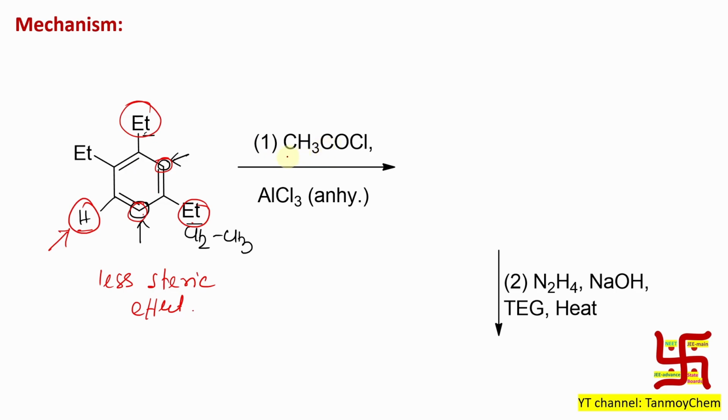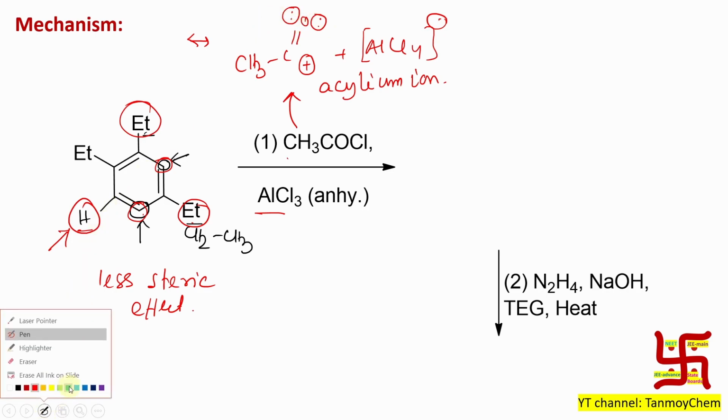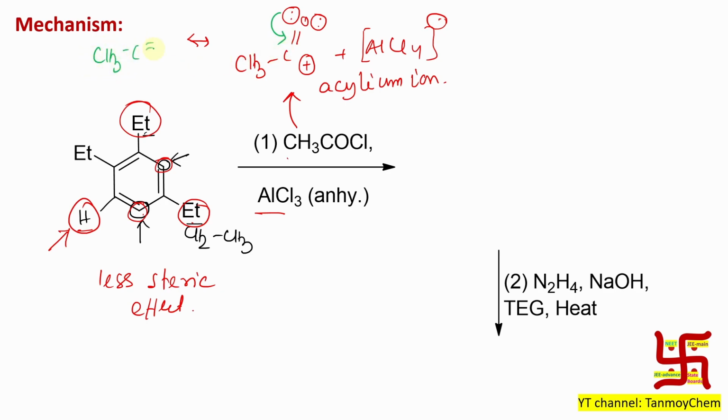Now this is CH3COCl, I am not going into the mechanism in detail. In the presence of anhydrous AlCl3, these 2 react and produce CH3CO+ AlCl4-. This positively charged ion, in this case named the acylium ion, is the electrophile. And by the way, this acylium ion can have another resonance. One of the two lone pairs can participate in resonance, so it can give CH3C triple bond O.